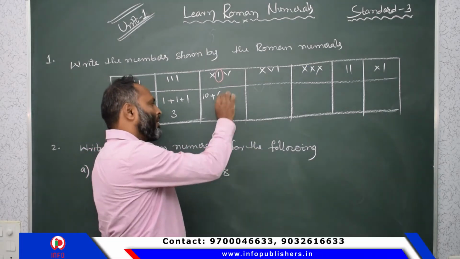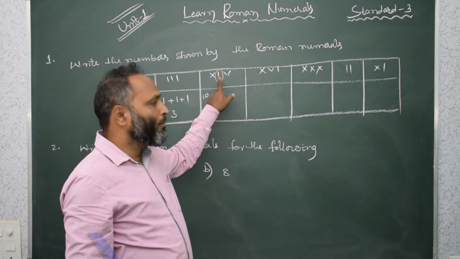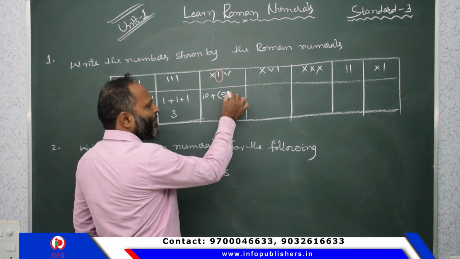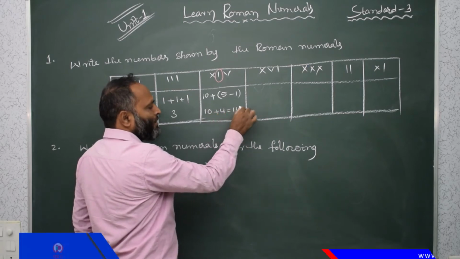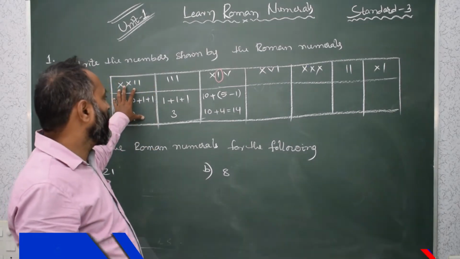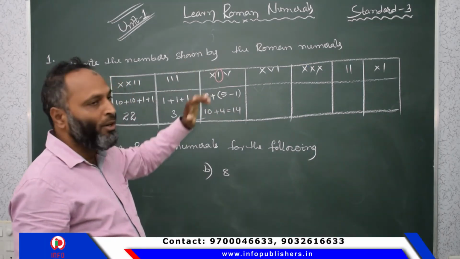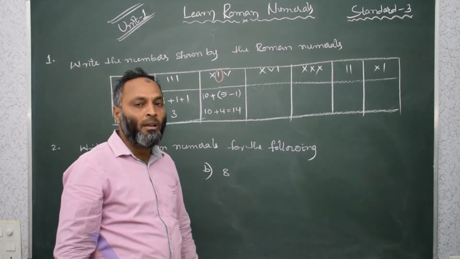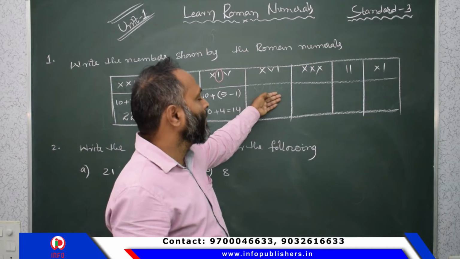And after that, this represents 5, this represents 1. The smaller Roman numeral is on the left side of the bigger Roman numeral, so we make minus. 5 minus 1 is 4, so that is 14. This is the 14 representation. So according to the first rule and the fourth rule, we are converting Roman numerals into Hindu-Arabic numerals.